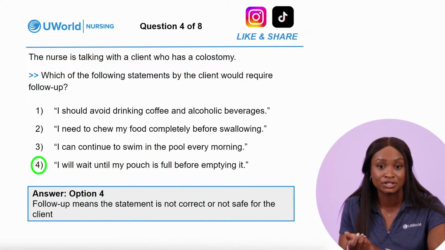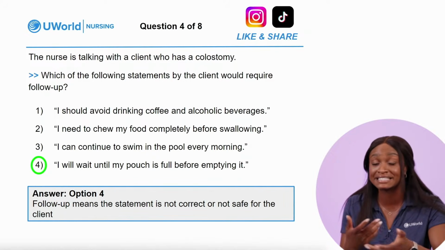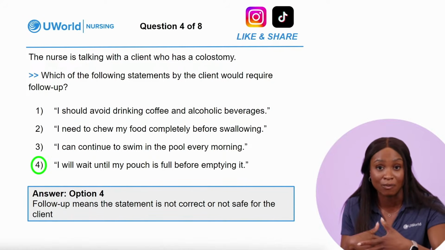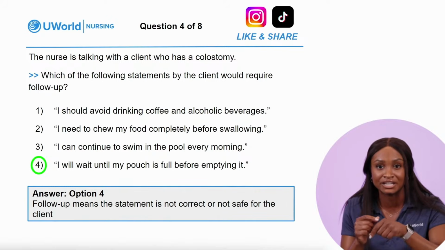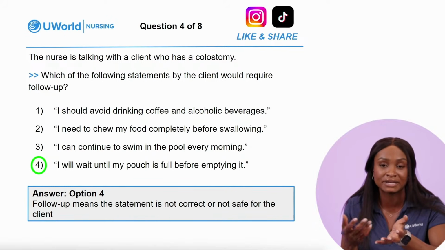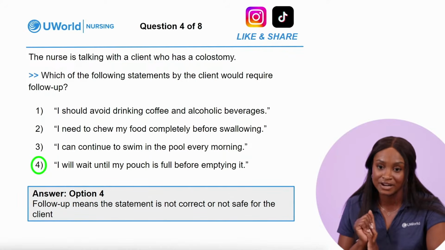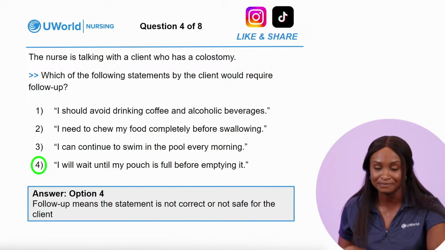And then option 3, continue to swim in the pool. We want to encourage the same lifestyle that they had before, so the pouch can get wet, just keep an eye on it in case the adhesive or anything starts peeling away, but they can still get the pouch wet with showers and with swimming. So option 4 is the correct answer in this case.